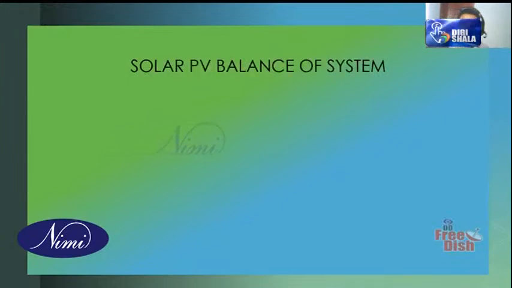PV balance of system. हम ये पूरा बैटरी, इन्वर्टर और सोलर पैनल छोड़ के बाकी को हम बोलते हैं, सब मिलके बोलता है सोलर पीवी बैलेंस ऑफ सिस्टम, मीन्स अदर पार्ट्स.